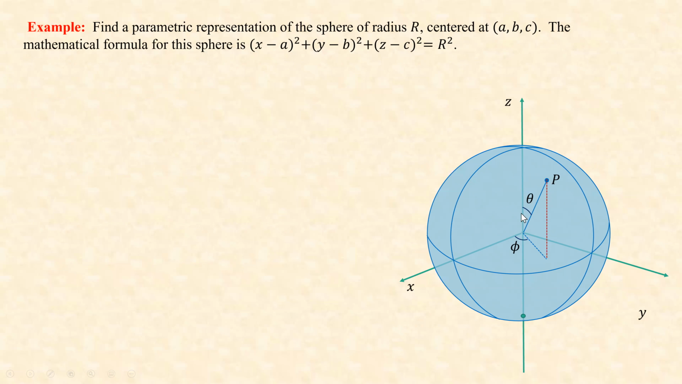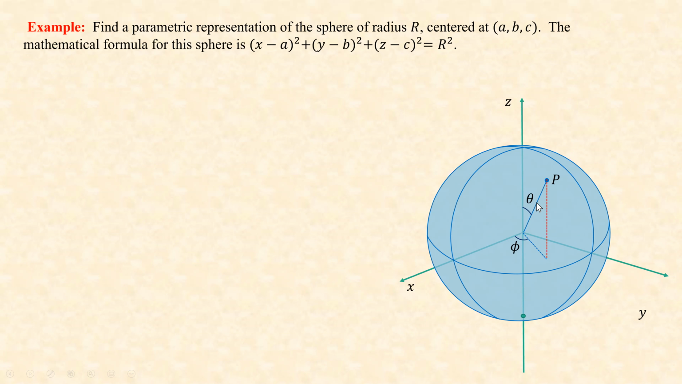Usually the parameters that we use are the polar, or spherical, coordinate angles. We can use theta and phi. Theta is the angle of this line to the z-axis, and phi is the angle of the projection of this line in the xy plane to the x-axis.